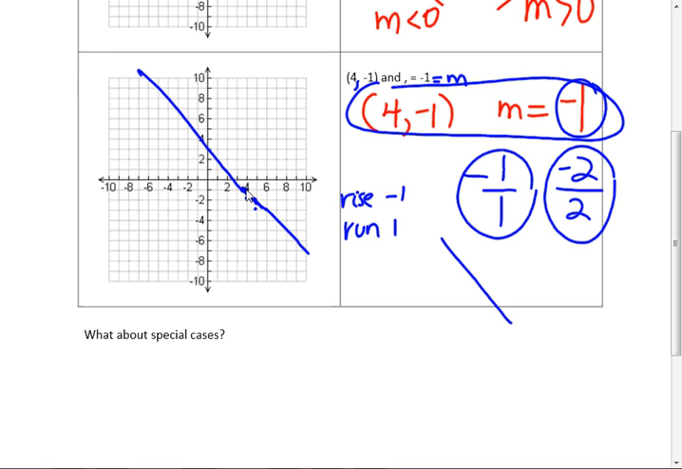Okay, I'm in section 110. Oh, really? Cool.